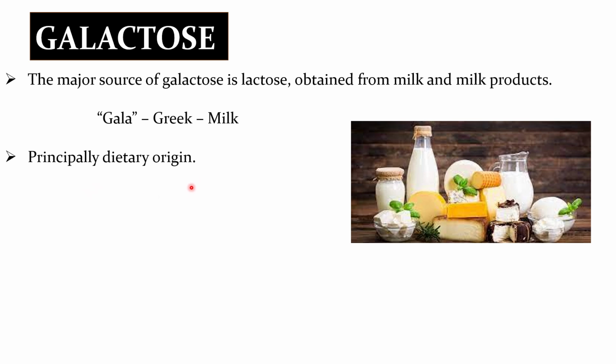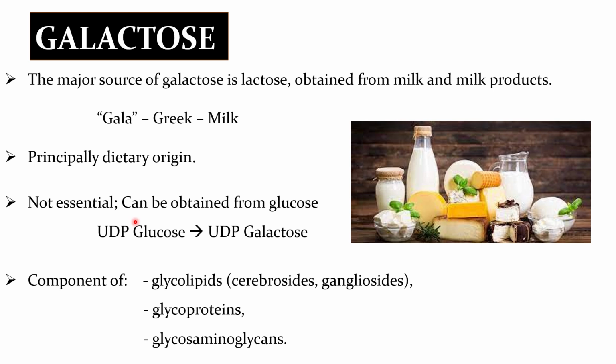But it doesn't mean it is always necessary to supply galactose through diet. Galactose is not essential. It can be obtained from glucose inside our body. UDP glucose can get converted to UDP galactose in our body.